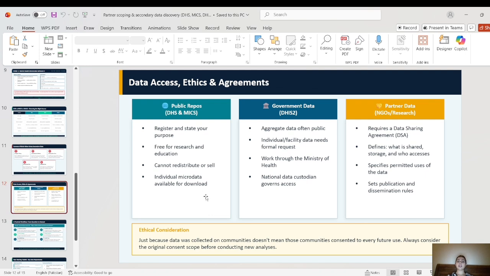We have data access, ethics, and agreements. Public repositories like your DHS and MICS are basically register and state your purpose. Free for research and education, but you cannot redistribute or sell this. Your individual microdata is available for download.